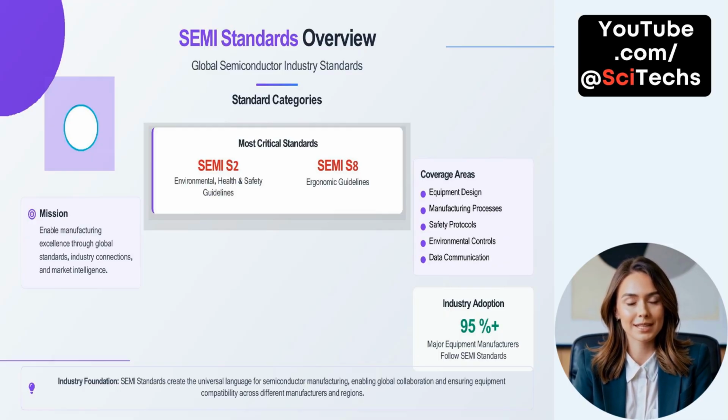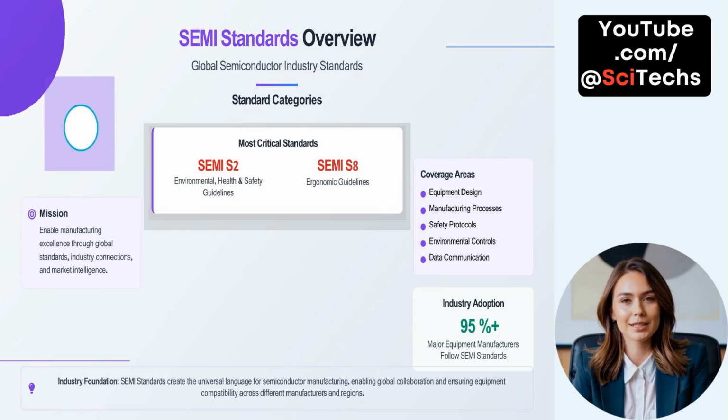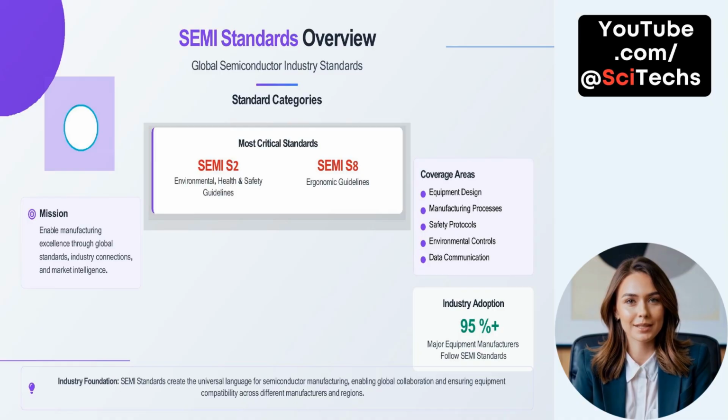SEMI's mission is to enable manufacturing excellence by leveraging global standards, fostering industry connections, and utilizing market intelligence. As a result, more than 95% of major equipment manufacturers comply with SEMI standards. This near-universal adoption creates a standardized language that enables seamless compatibility, collaboration, and quality across regions and companies.